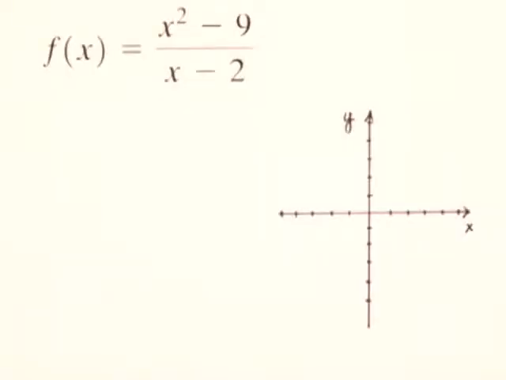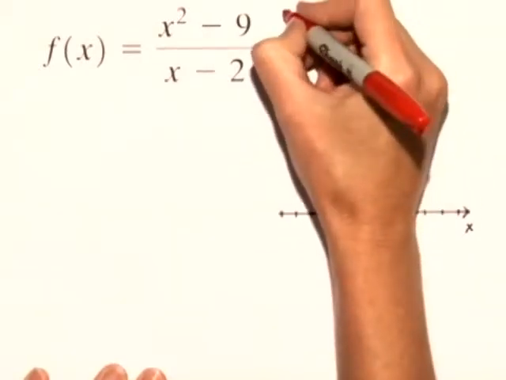For this problem, we're given a rational function, and we're first asked to find the domain, and then use several steps to graph the function. So we have f of x is equal to x squared minus 9 over x minus 2. So let's first talk about the domain.